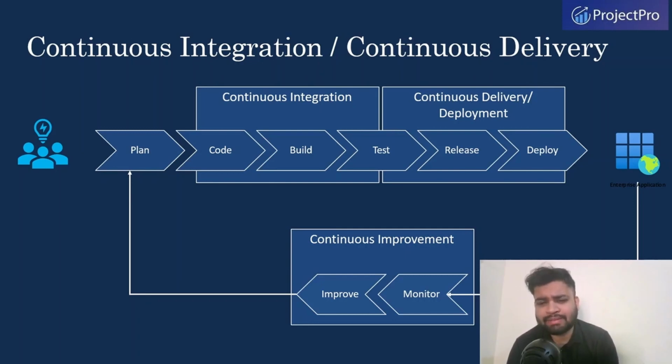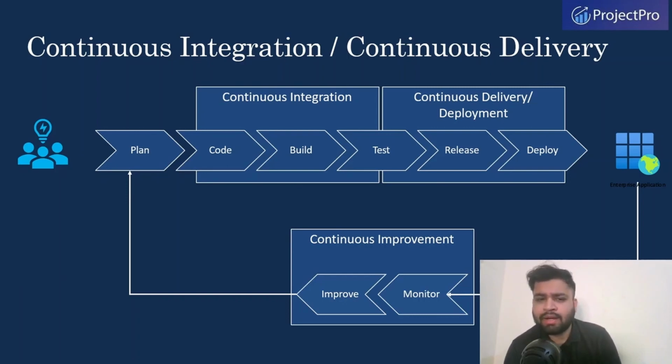But once this is done, that job or software will be monitored and further improved, and it goes through this whole cycle: planning, coding, then building, then it gets tested, then released and deployed. So this cycle goes on to maintain the continuous integration and the continuous delivery of your software.